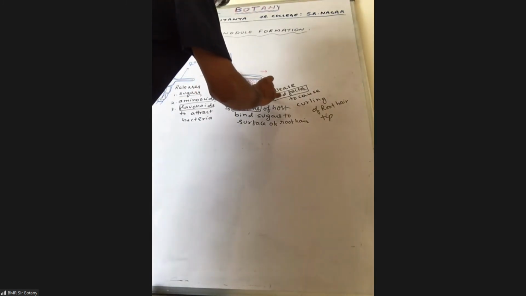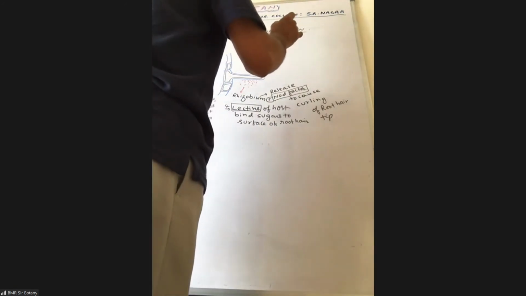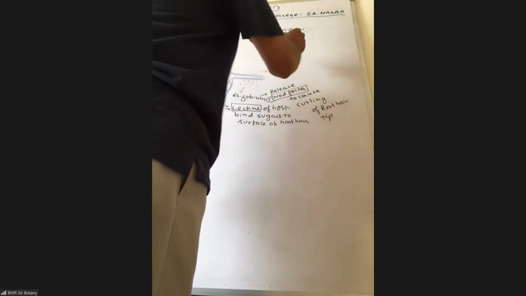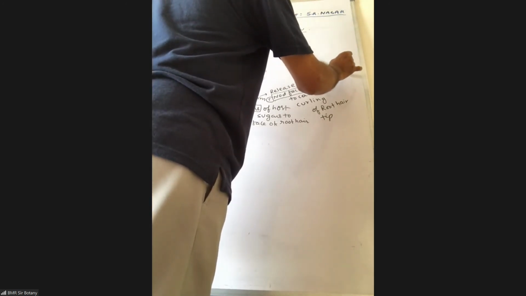Out of these, which is released by bacterium? Only nod factor is released by Rhizobium bacteria. That causes curling, which is called, of course, shepherd's hook. Some call it crook also. So what's going to happen now is the same root hair will show curling like this.